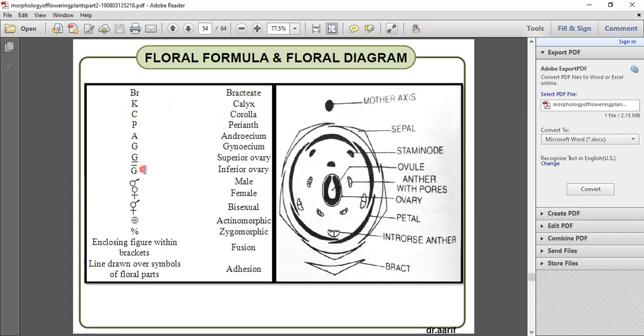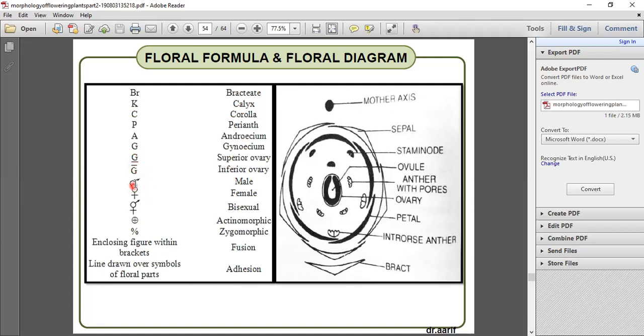That's right. If it has a superior ovary, meaning ovary at the top and thalamus at the bottom, then G of ovary is written with a line under it, representing a superior ovary. If the line is at the top, the ovary is inferior. Why? Because the ovary is below the line.